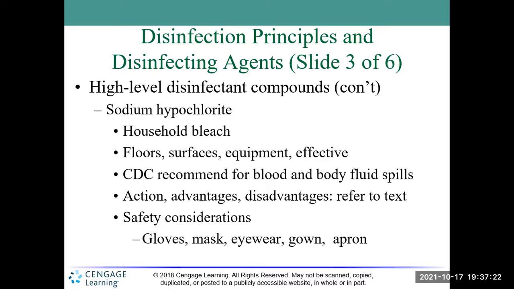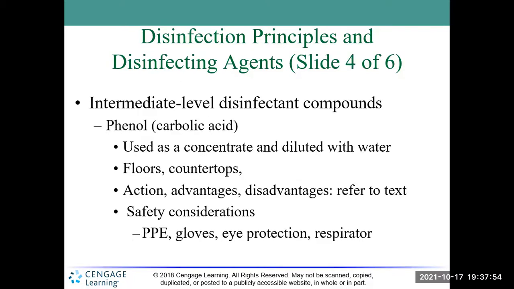There are CDC recommendations for our blood and body fluid spills, and you will follow your facility's procedure on that. And then again, there's the advantages, disadvantages, and actions in the book. For this one, the safety consideration, in my opinion, is kind of the same as the Cidex, but you're going to wear gloves, mask, eyewear, gown, and apron for this because it will, as we all know, whiten your clothes. It's also not safe to inhale, so you want to make sure that you're wearing protective gear with that one.